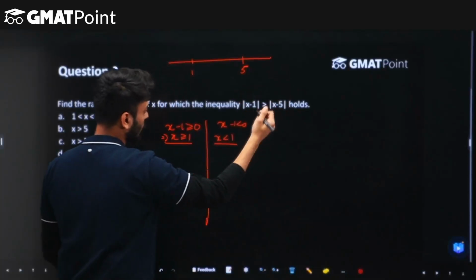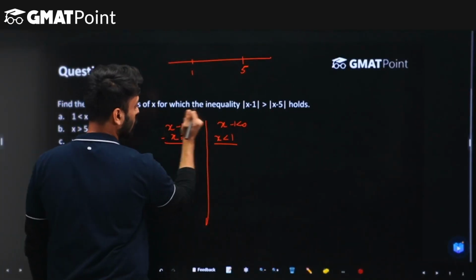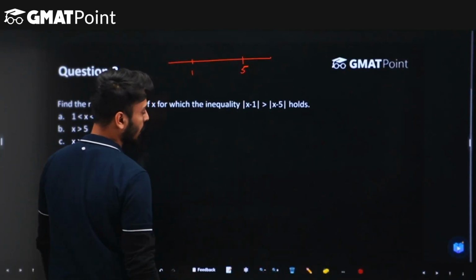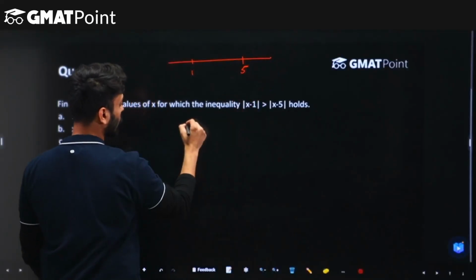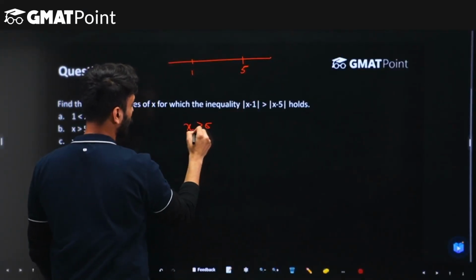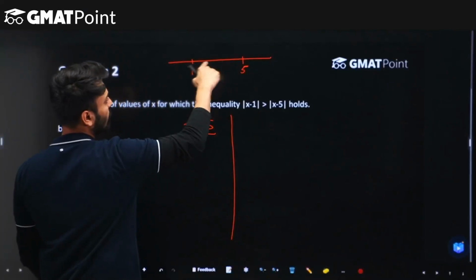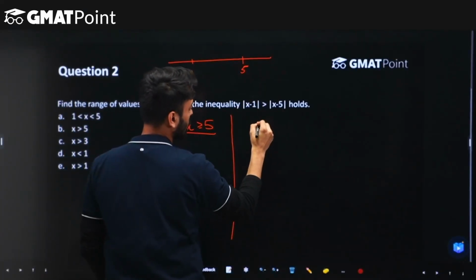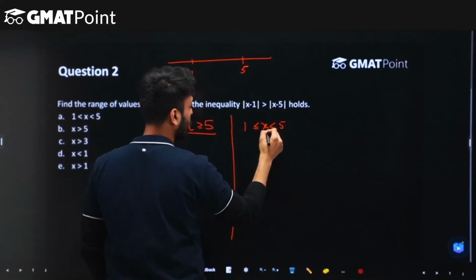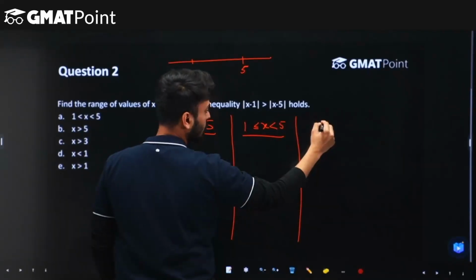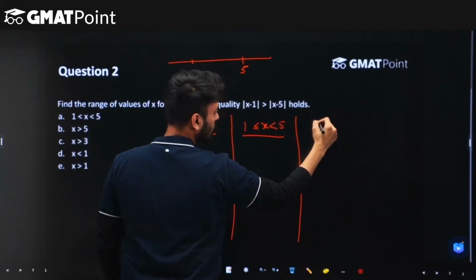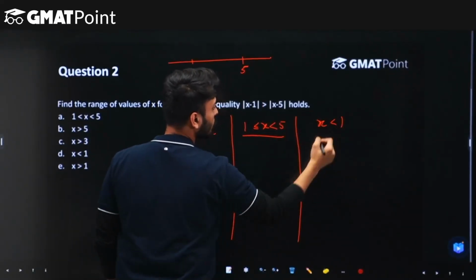You can do this calculation for yourself. It's the same as this over here. Now we get three regions. We have x greater than or equal to 5. Then we have between these two. So we have x greater than or equal to 1 and less than 5. And in the third case, we will have x less than 1.